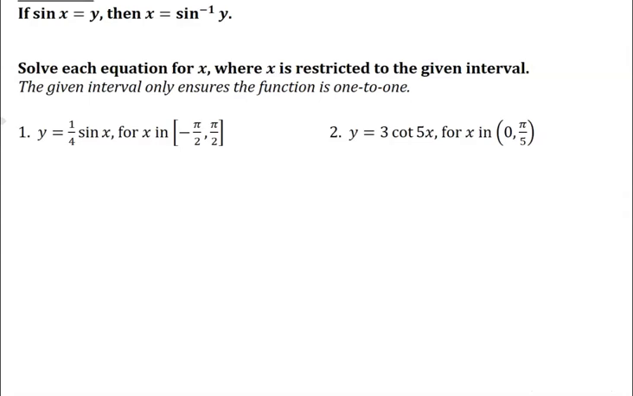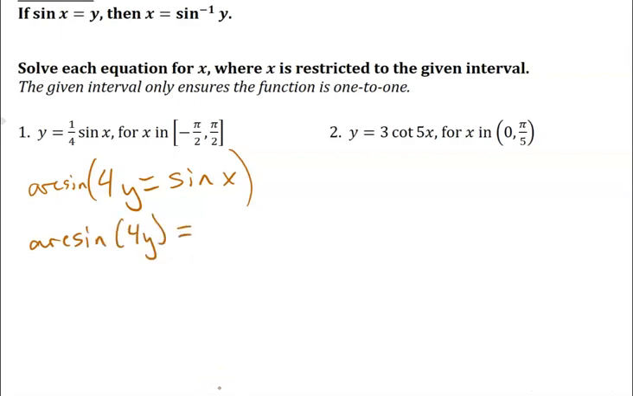Okay, so I've got y equals 1/4 sine x. We're trying to undo what is being done to the x to get x by itself. So first thing I'm going to do is multiply both sides by 4. So then I have 4y is equal to sine of x. And then I'm going to take the arc sine, or the sine inverse, of both sides of this equation. So then I have arc sine of 4y is equal to the arc sine of sine x, or inverse sine of sine x, which is just x. I isolated x. Again, this is solving for x in terms of y, so I am done.